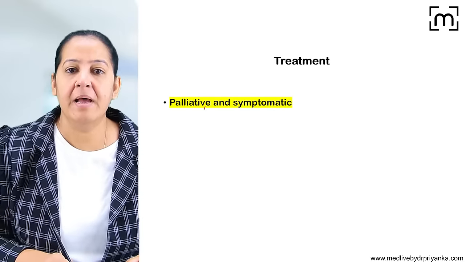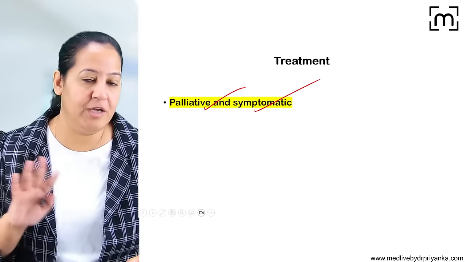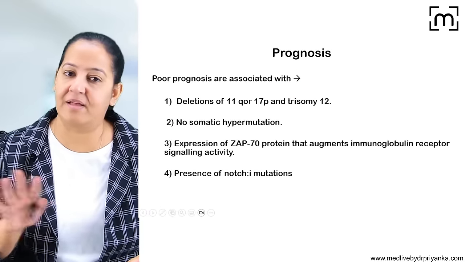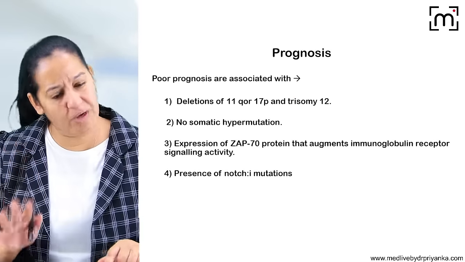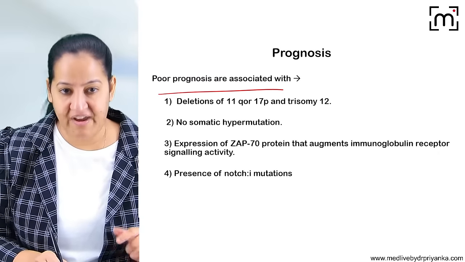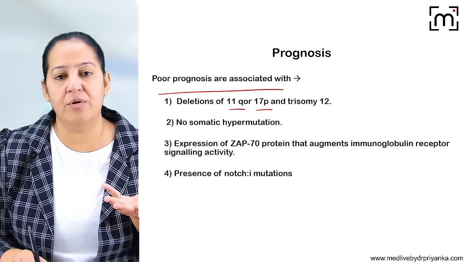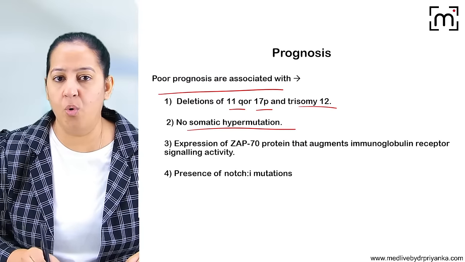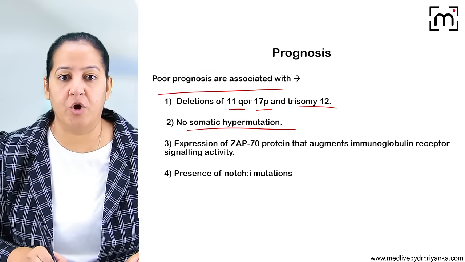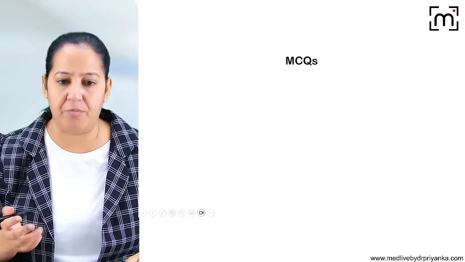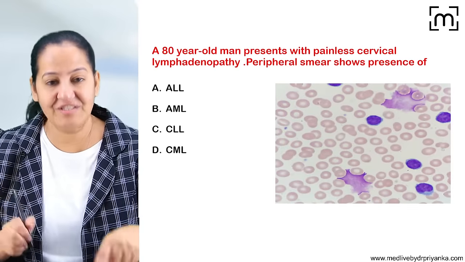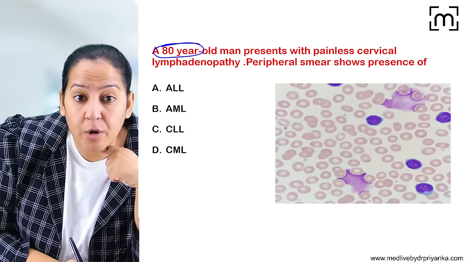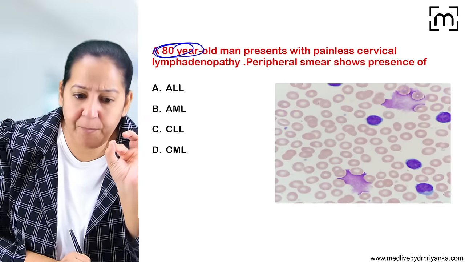Treatment: no curative treatment available. Palliative symptomatic treatment, no chemotherapy, no targeted therapy, nothing is available. Prognosis is usually very poor. The poor prognostic factors are 11q deletion, 17q deletion, or trisomy 12, no hypermutation of the immunoglobulin genes, or presence of NOTCH mutation. We are done. Read the question, tell me the answer. An 80-year-old man, look at the age. Age is always important, people.